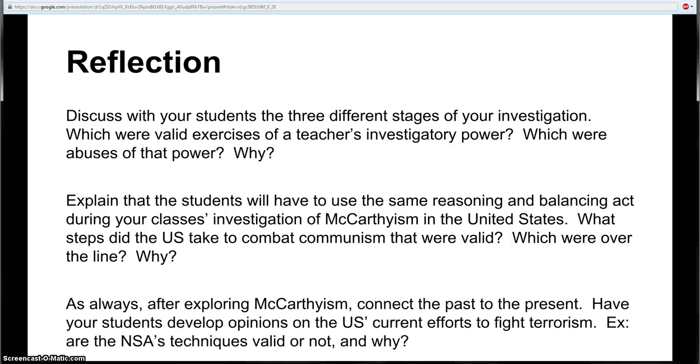And lastly, as always, after exploring McCarthyism with your class, connect the past to the present. Have your students develop opinions and usually write on the United States' current efforts to fight terrorism. For example, are the NSA's techniques valid or not, and why?